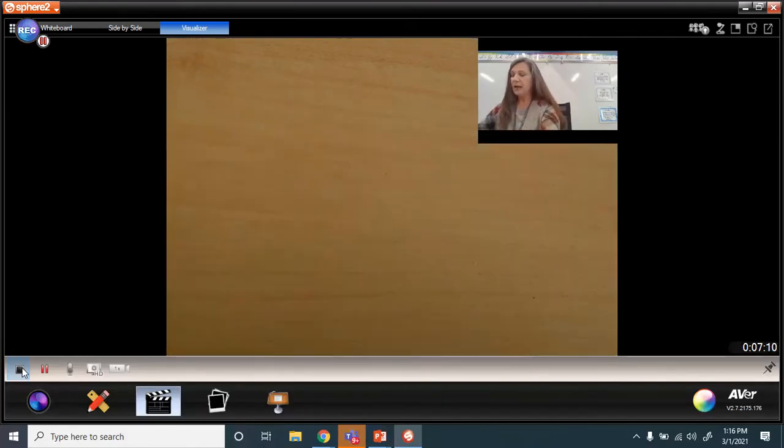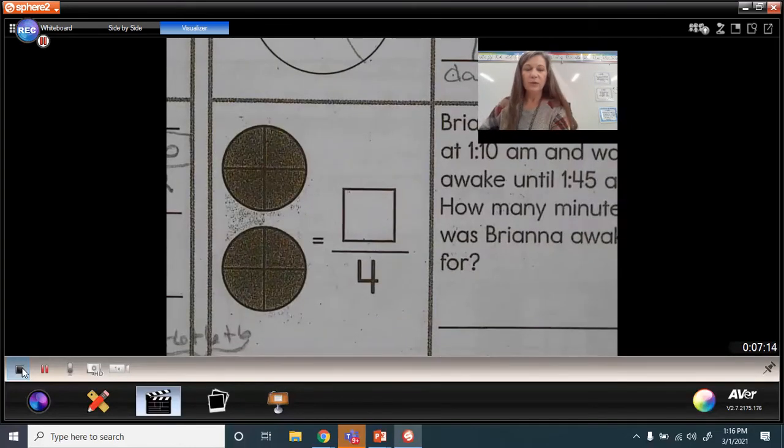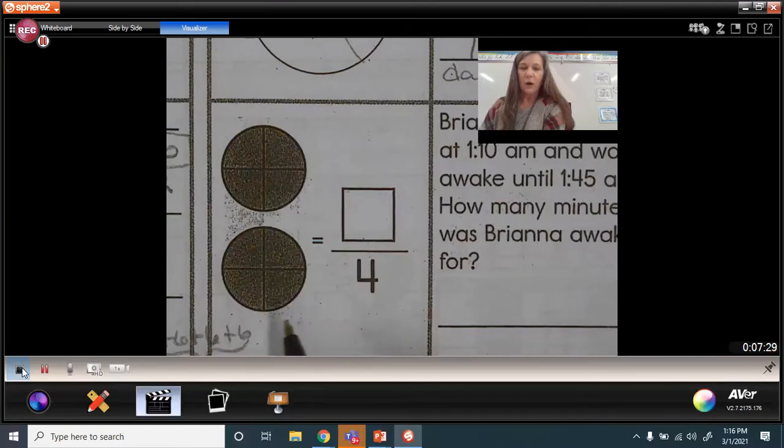Our next problem asks us, how many fourths are there? You'll notice that there are 2 circles here. And each one of those circles is broken up as fourths. Now, each one of these circles is considered one whole.